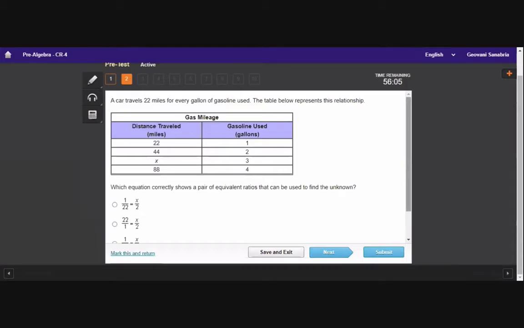A car travels 22 miles for every gallon of gasoline used. The table below represents this relationship. Which equation correctly shows a pair of equivalent ratios that can be used to find the unknown? Yeah, this one's different.